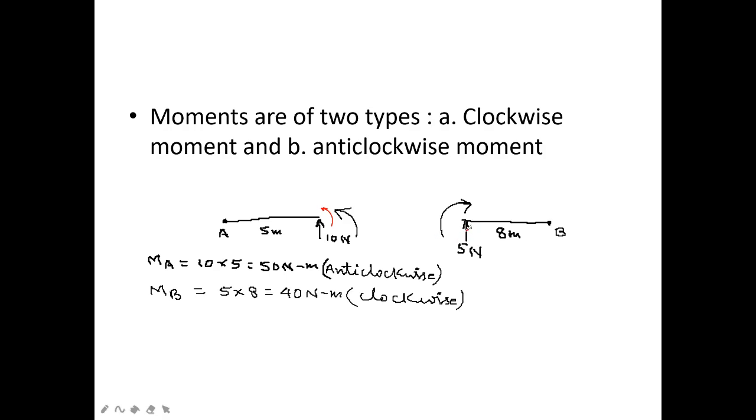Now I want the moment of this 5 Newton force about point B. So MB is 5 into 8, 40 Newton meter. And the turning tendency of this force about point B is in this direction. That's why this is the clockwise moment.